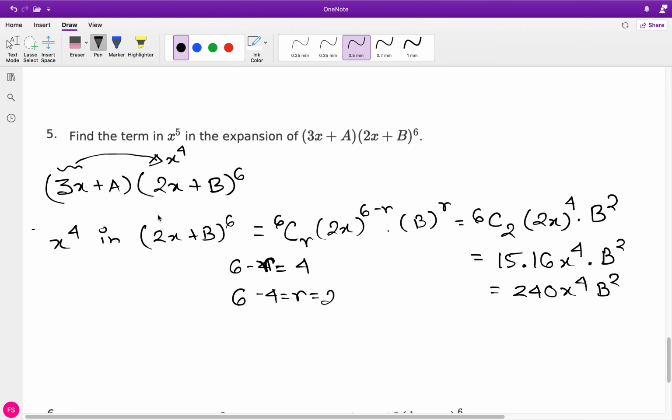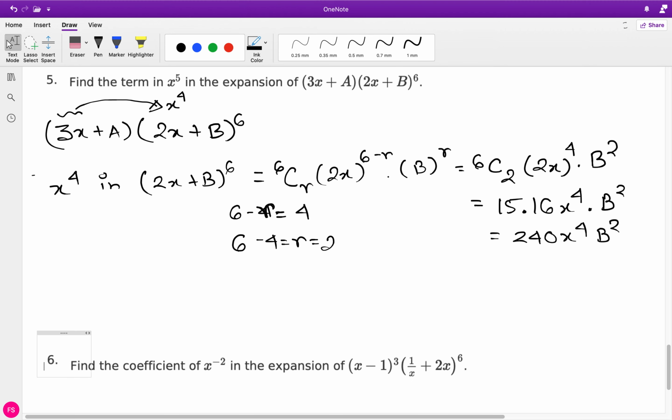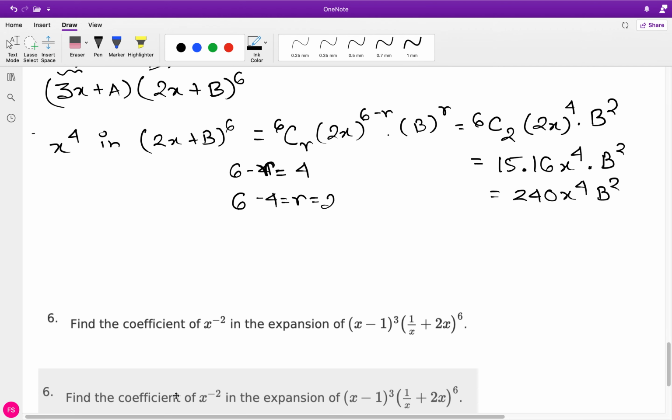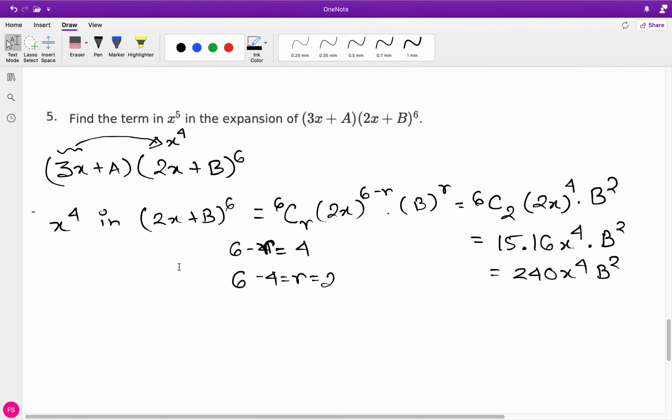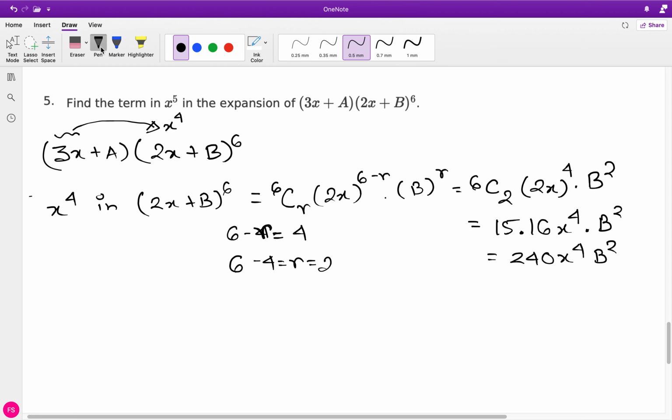And then the other part that you can have is if you multiply something with a. Sorry, I'm just going to move this down a little bit because I need more space. Okay, let's go back. Now with a, you need to multiply this with something over here that has x to the power of 5, because you don't have any x here. So all you need is one term with x to the power of 5 from this binomial. The idea is the same, but you just want a different power of x, which is x to the power of 5 in (2x + b) to the power of 6.